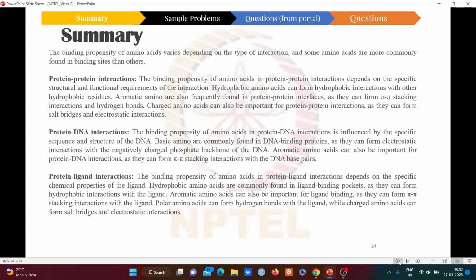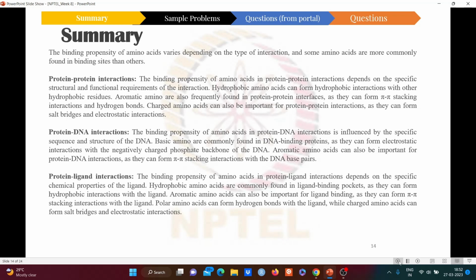Next is the protein-ligand interactions. Aromatic amino acids such as tryptophan and tyrosine can be important for protein-ligand binding, as they can form pi stacking interactions with the ligand. And hydrophobic amino acids are also important, as they can form hydrophobic interactions with the ligand molecule. Polar amino acids such as serine, threonine, and asparagine can form hydrogen bonds with the ligand, while charged amino acids such as lysine, arginine, and glutamate can form salt bridges and electrostatic interactions with it.